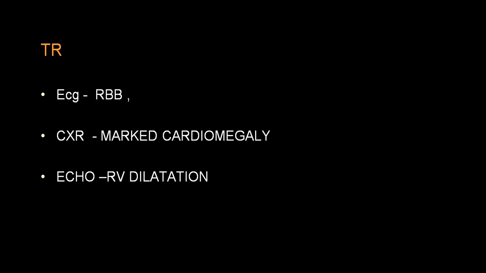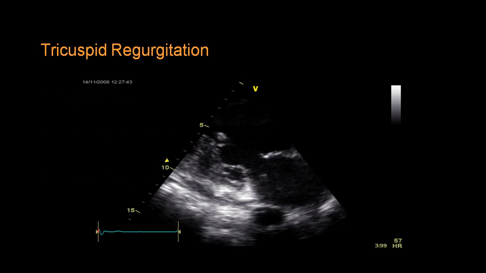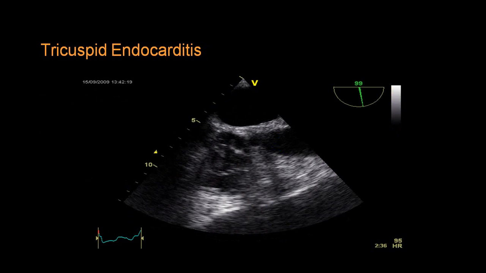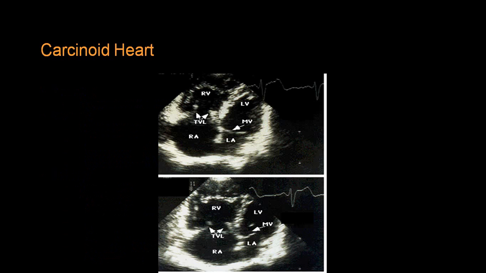ECG will very frequently show right bundle branch block, RVH. On chest X-ray, marked cardiomegaly, mainly RV type, along with RA enlargement. Echocardiography will show right ventricular dilatation, type of valvular involvement, severity of valvular involvement, dilatation of RV, thrombus, infective endocarditis, RA size, etc. can be demonstrable. Echocardiography is the best answer for tricuspid regurgitation.